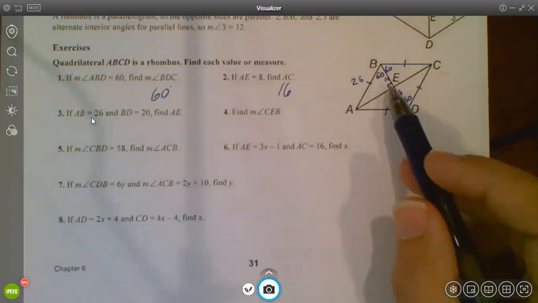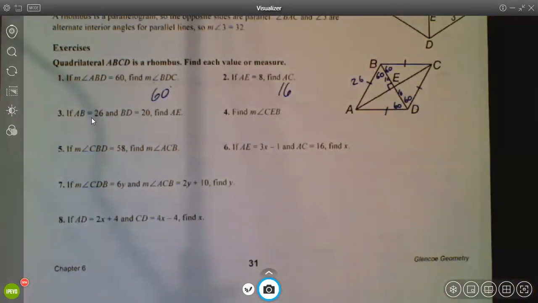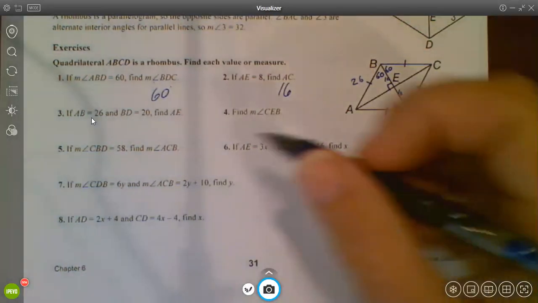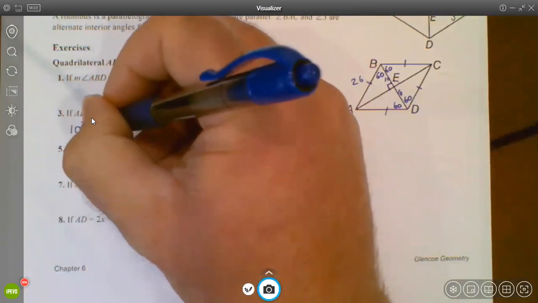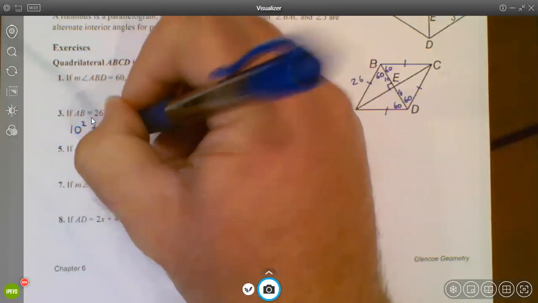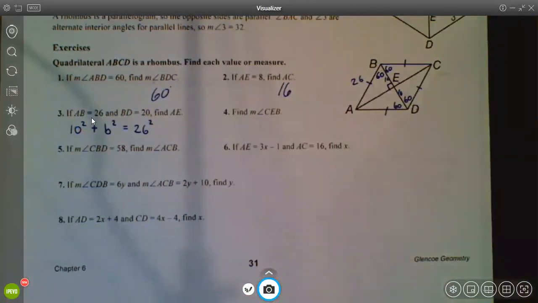I've got a right triangle. I know 2 of the sides. I can use the Pythagorean theorem to find that third side. So if one of my legs is 10 and my hypotenuse is 26, we can use that to find our missing side. And again, we don't have to solve that right now. We've done that plenty of times, but at least have the setup in your notes so you remember what to do when you get there.